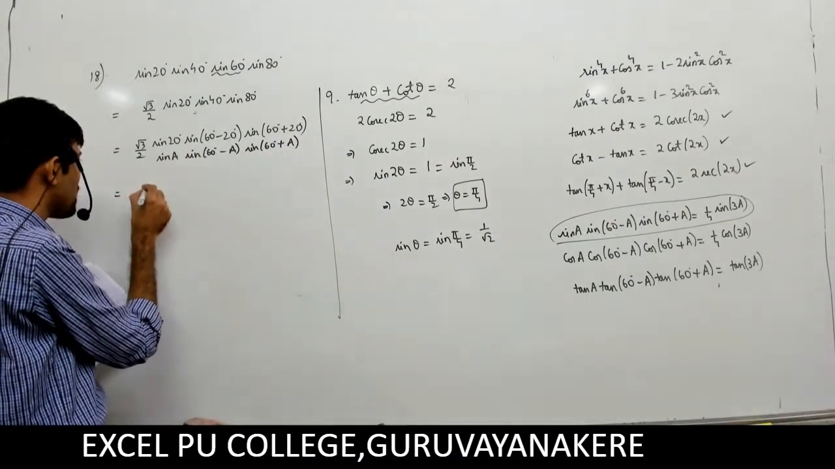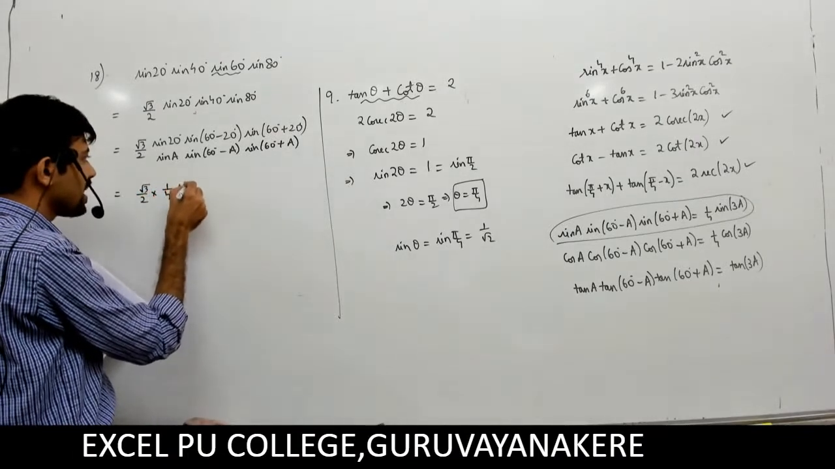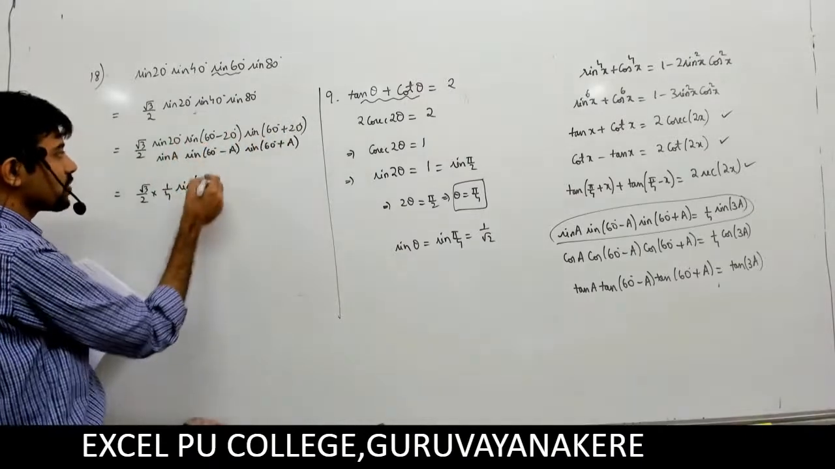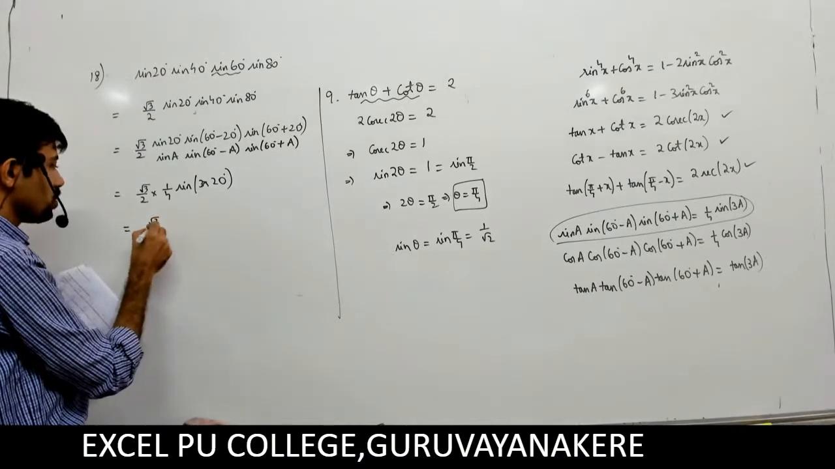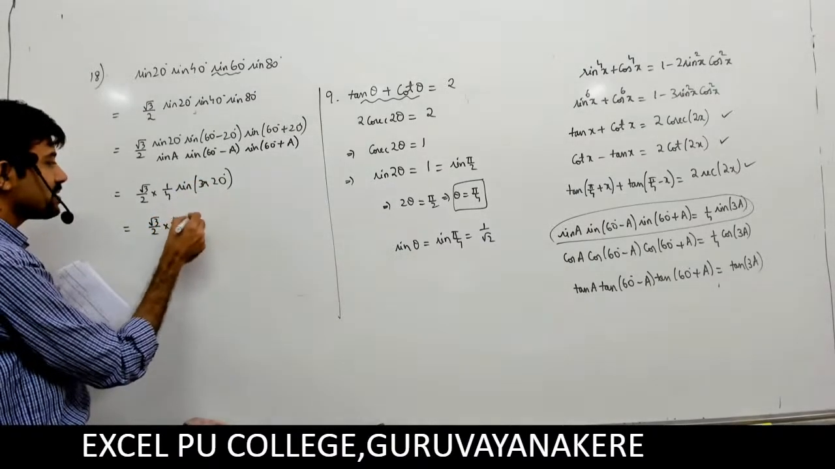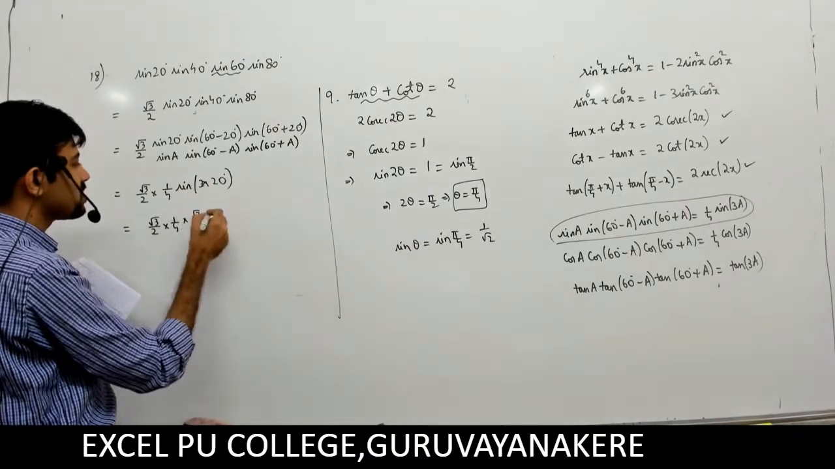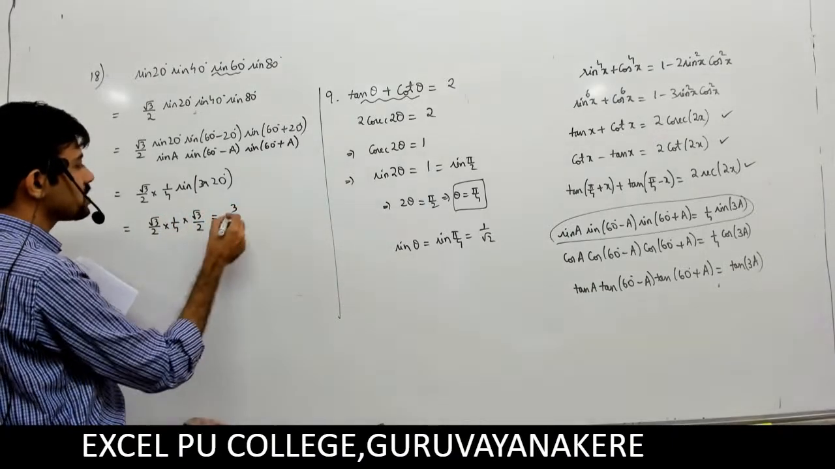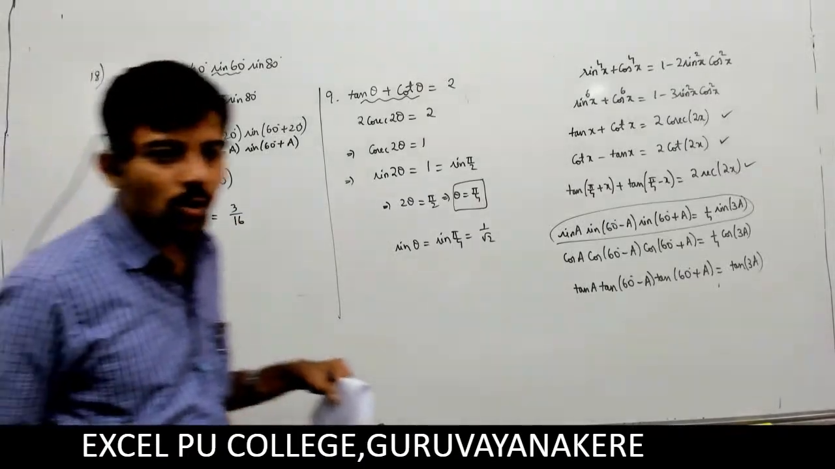So root 3 by 2 keep as this. This is 1 by 4 sin 3A. Compare, what is our angle A? Angle A is 20, right? So this is root 3 by 2 into 1 by 4 sin 60 degree. Sin 60 degree is root 3 by 2. 3 into 20 is 60, sin 60 is root 3 by 2. Root 3 into root 3 is 3. 2 into 4 is 8, 8 into 2 is 16. 3 by 16. So, we can simplify in 2 or 3 steps.